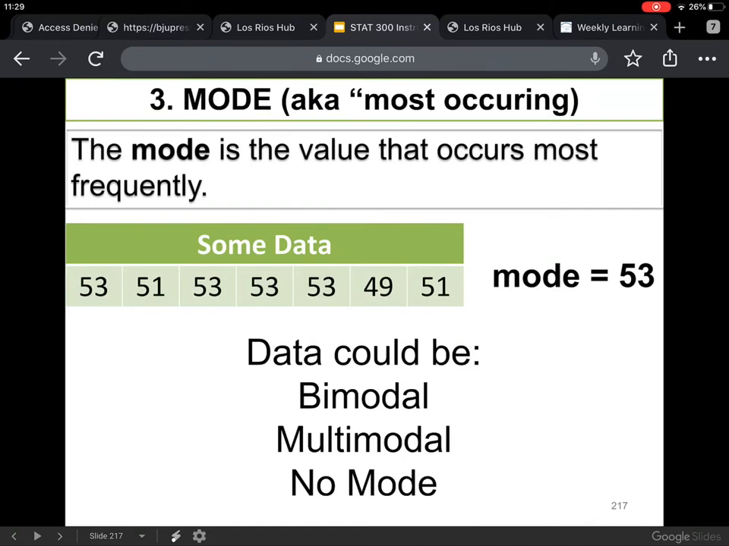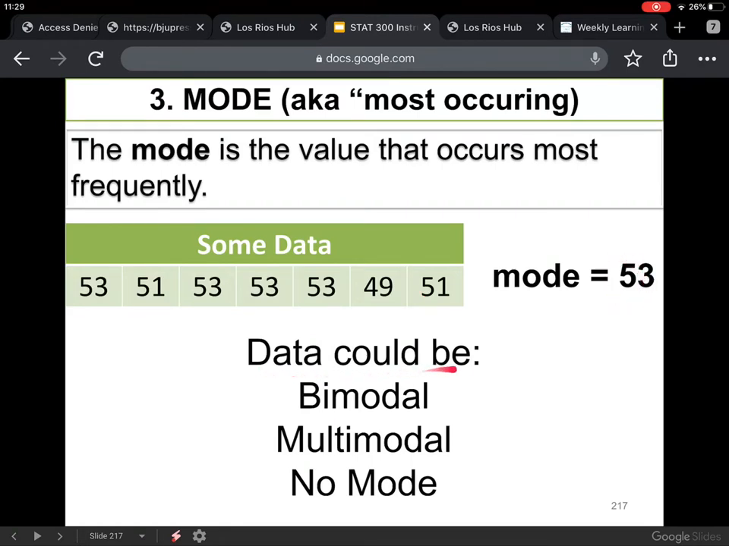Okay, on to number 3, mode, aka most occurring value. So the mode is the value that occurs the most frequently. And please note, for instance, in this data set, what's the number that occurs most frequently? Looks like 53 occurs several times here, 4 times.